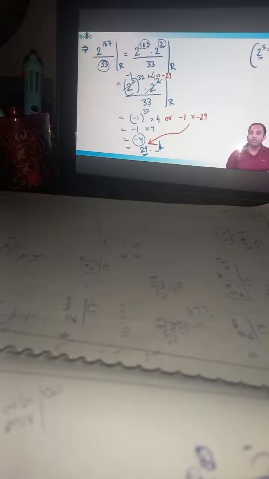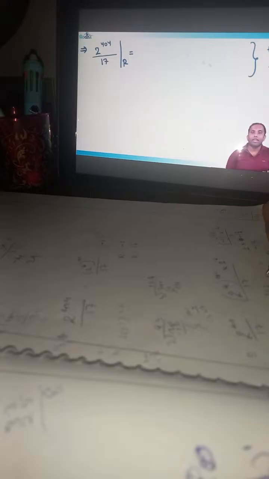Now we'll do one more example. Let's take this example here: 2 raised to 404 by 17. What is the remainder? Again, what do I look for? I'll always look for the remainder to be plus 1 or minus 1 something. So I'll look at the powers of 2 and the multiples of 17 to see the difference as plus 1 or minus 1.